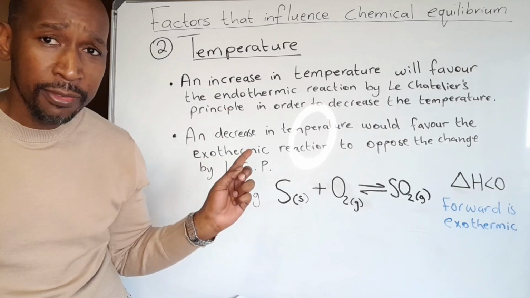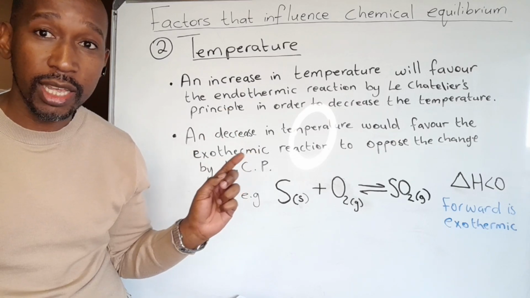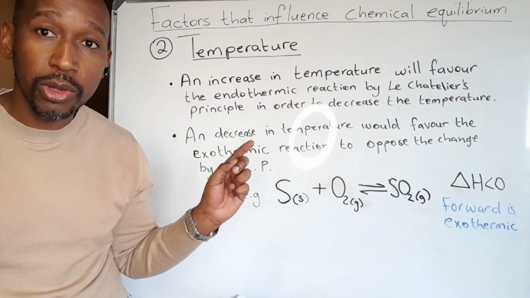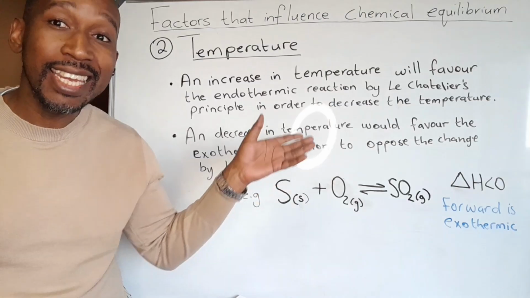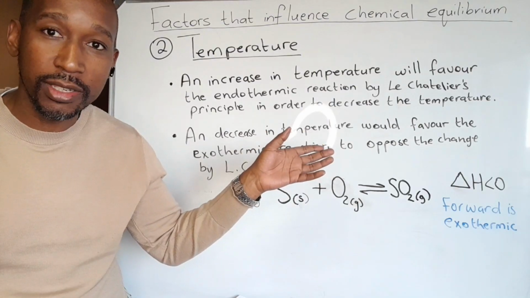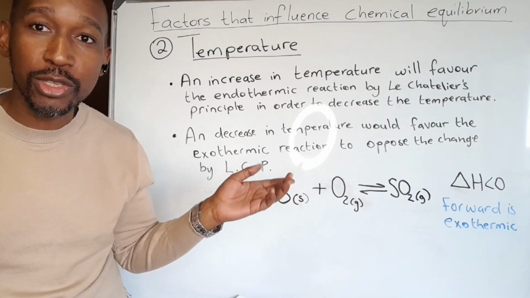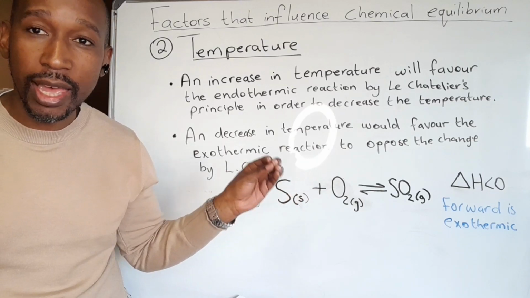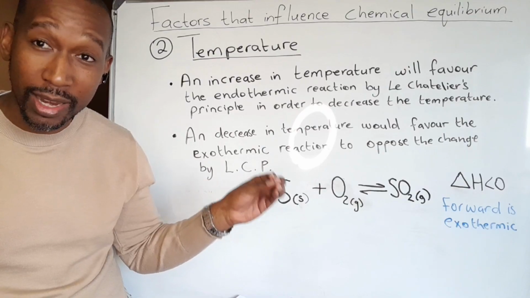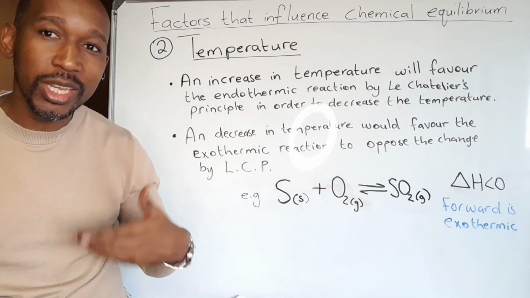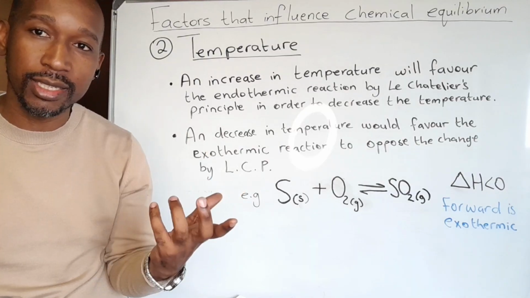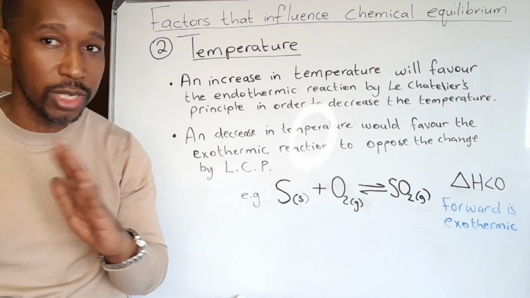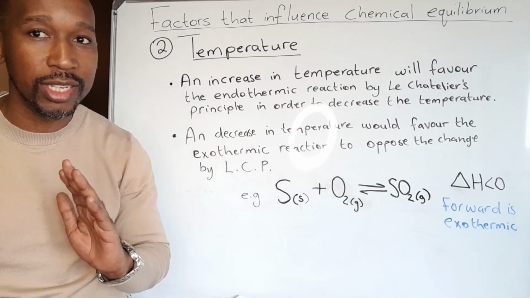Then, if it happens that the temperature is decreased, that would mean that the reaction that increases temperature needs to be favored, which in our case would be the exothermic reaction. So the exothermic reaction will then be favored by Le Chatelier's principle in order to increase the temperature. So more energy is released in order to increase the temperature. So with temperature issues, you need to know which one is your exo, which one is your endo.